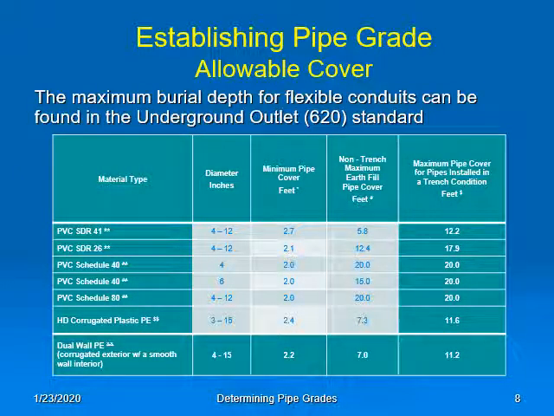The maximum burial depth for flexible conduits can be found in the underground outlet standard. Here is a table from the 620 standard that provides minimum and maximum cover requirements for typical plastic pipe used in subsurface drains and underground outlets. You can see that the maximum cover in the trench condition is between 11.2 and 20 feet. This is not an absolute condition. Certain bedding conditions or protective measures may make it possible to exceed these values, but you will have to check with your engineer.